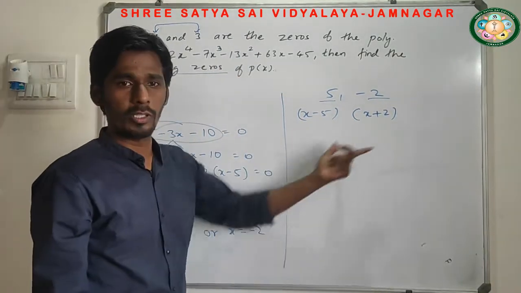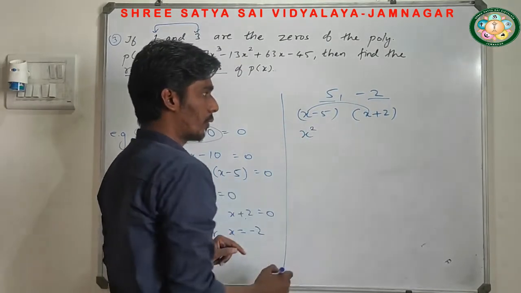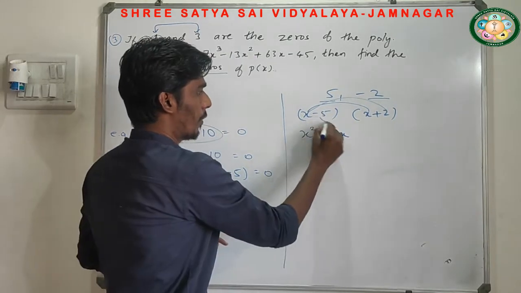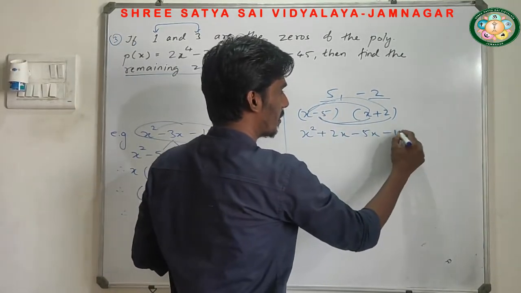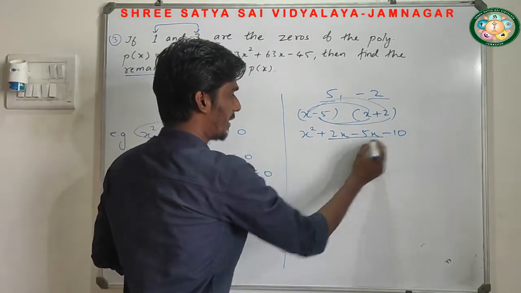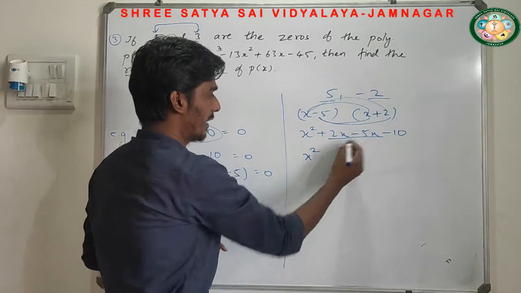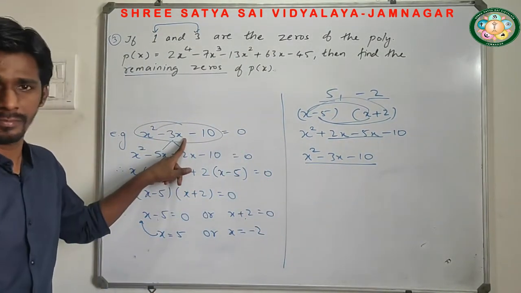Now multiply both the binomials. x into x is how much? x square. x into 2 is 2x. 5 into x is minus 5x. 5 into 2 is minus 10. So these two are like terms. So x square minus 3x minus 10. So I got the polynomial here.